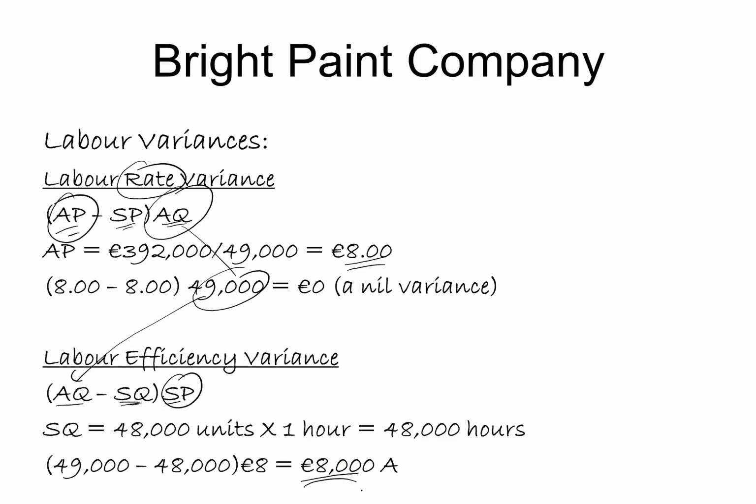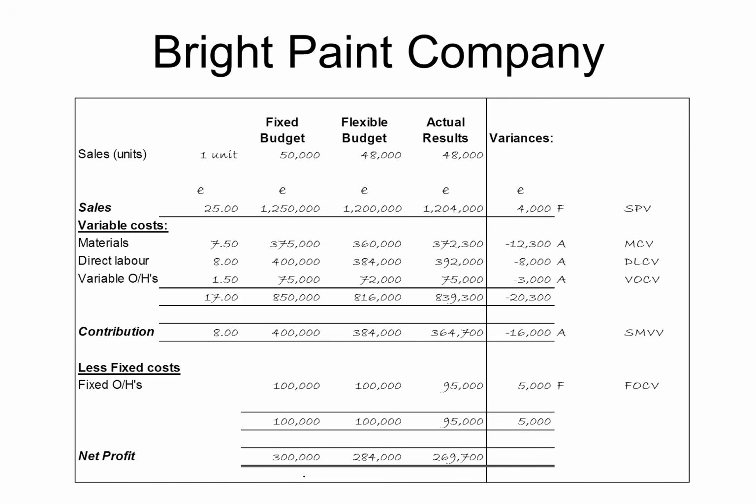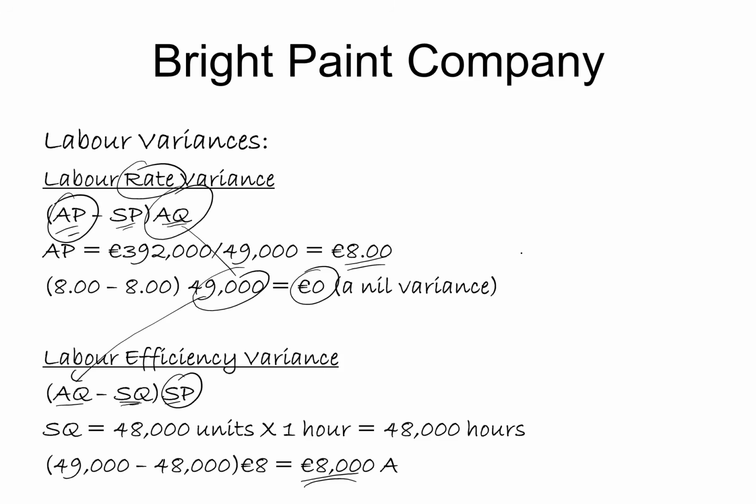adverse. For the labour efficiency variance, the labour rate variance was nil, so the overall total labour variance should be 8,000. Now if I go and have a look at that, I can see there it is, 8,000 adverse, and what I can see here is that it's made up of a nil labour rate variance and an 8,000 labour efficiency variance, 8,000 adverse. So finally we're going to look at the variable overheads.